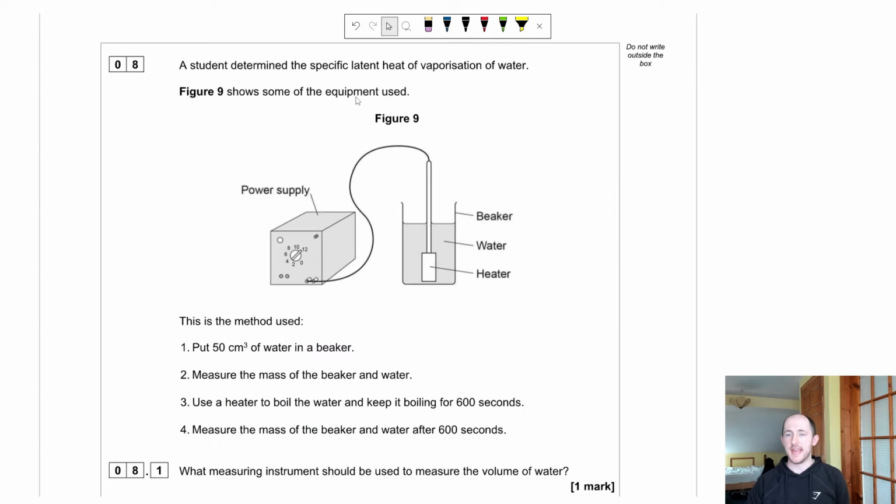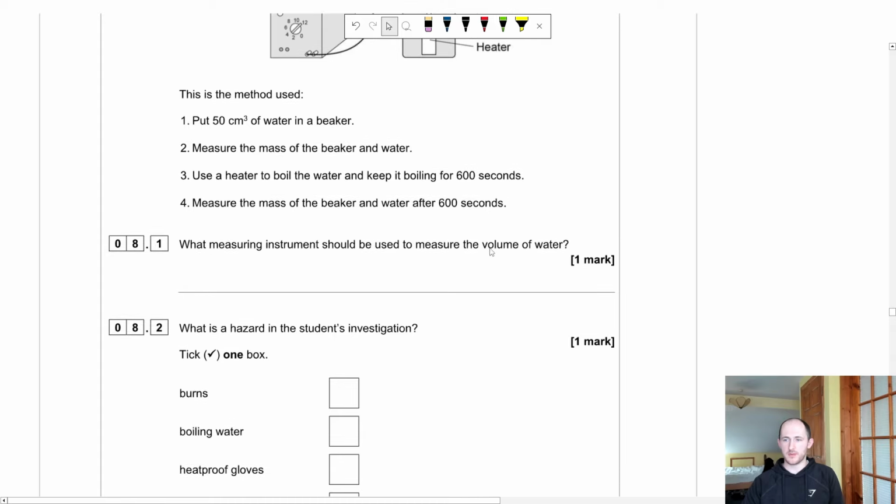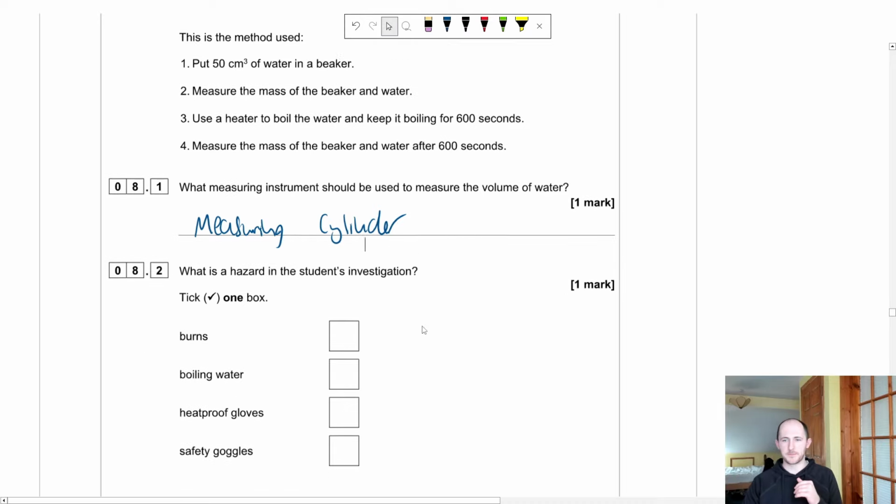So that brings us to the next topic, which is the specific latent heat of vaporization of water. So essentially, you heat up water, heat it to a boil, keep it boiling, and measure the mass of water left after 600 seconds. So which measuring instrument would you use to measure the volume? Well, normally you would use a measuring cylinder or a measuring flask or a burette or a measuring beaker. That would also work. I'm just going to put measuring cylinder because it's the one that I thought of first. But a measuring beaker's fine, or anything you normally use to measure volume is okay.